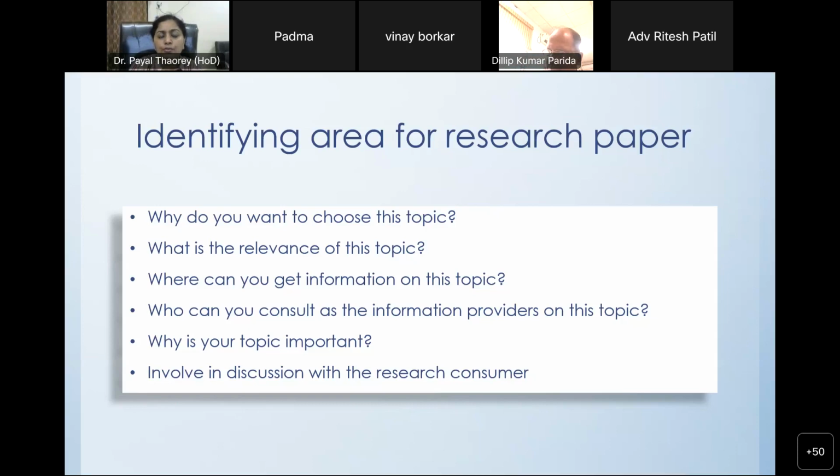So first, these are the questions for which you need to give answers by your own self, in order to identify the topic for a research paper. First is, why do you want to choose this topic? Sometimes there are some topics which are chaotic at the very beginning. Sometimes you might feel that the initial aspects related to this concept are not very clear.